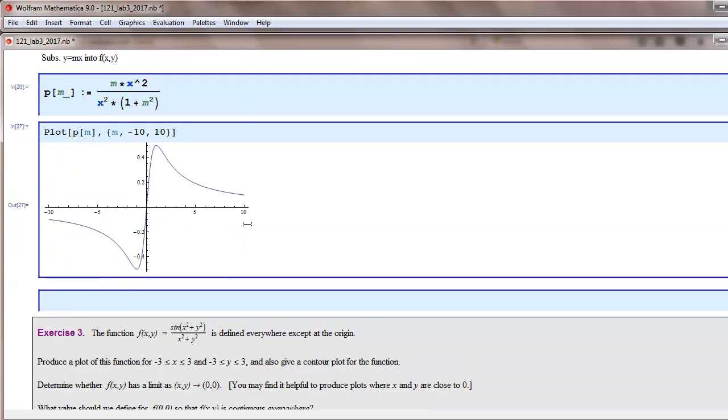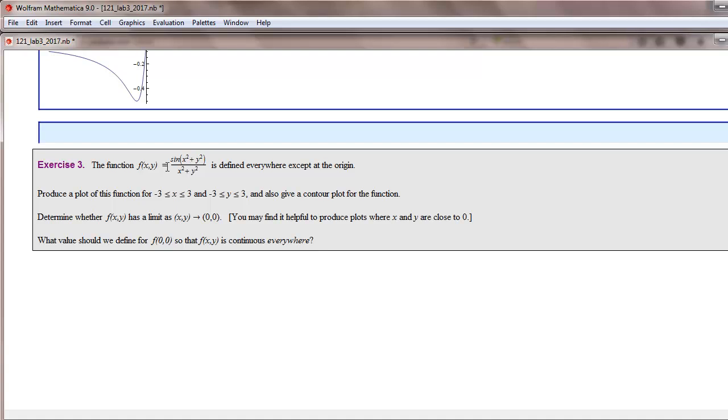You can do that. And then exercise 3 asks you to plot a function. Consider the limit as (x,y) goes to (0,0). And then the last thing is we want to think about continuity. And certainly this function is not continuous at (0,0) because that would put a 0 in our denominator. So it's not defined at (0,0). The question is, what should we define it as so that f is continuous?